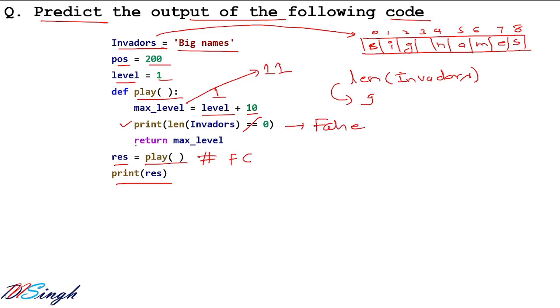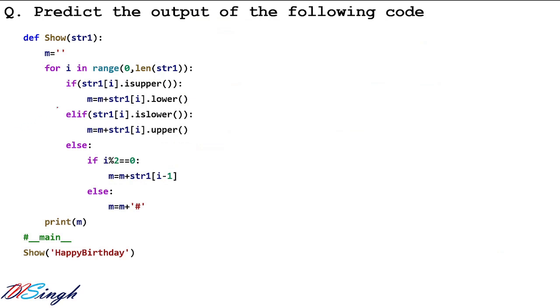False. And then it is going to return max level. Max level means 11 will be returned from the function, and that will be stored inside the result. So result will have 11, and 11 will be printed in the next line. That should be the output. Let us see the output. Okay, false and 11.